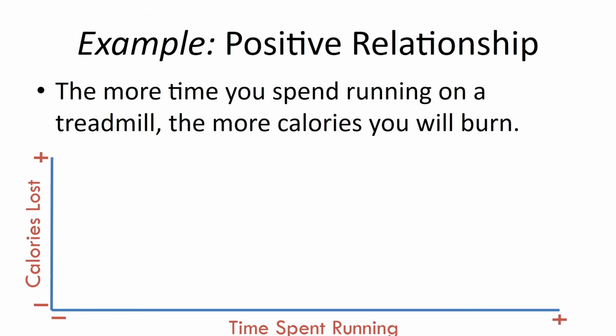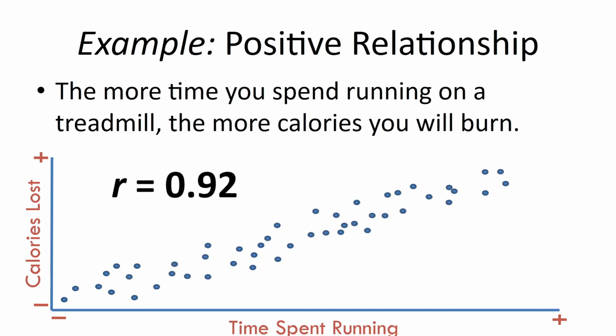So here's an example of a positive relationship. Now, this research is stuff I made up, but the idea here is the more time you spend running on a treadmill, the more calories you'll burn. We can probably assume that there's a correlation there. So calories lost should have a positive correlation with time spent running. And if we were to go out and collect data, maybe it would look something like this. That looks like a pretty nice, fairly consistent, positive correlation. If we were to measure the Pearson's R of that, I would expect it to be somewhere in the 0.9 range. So I would say that this is a pretty strong relationship.